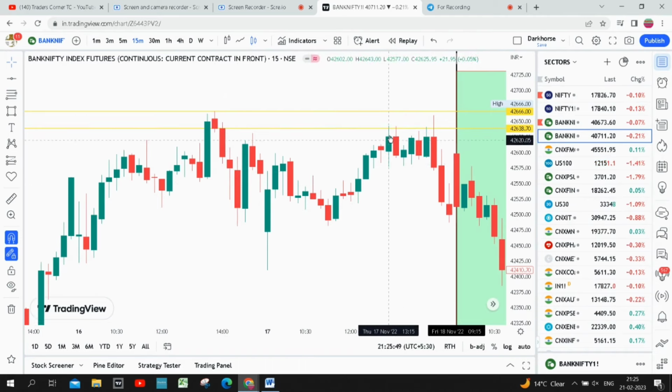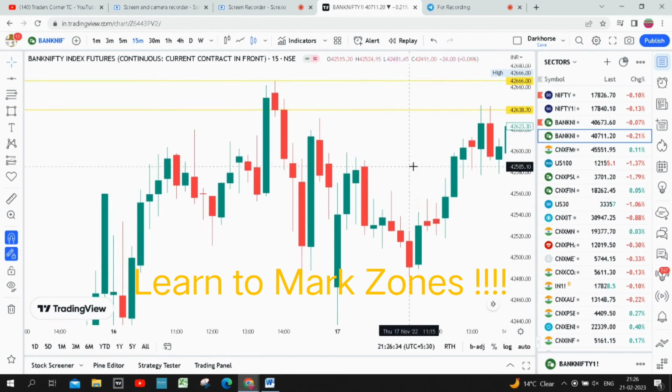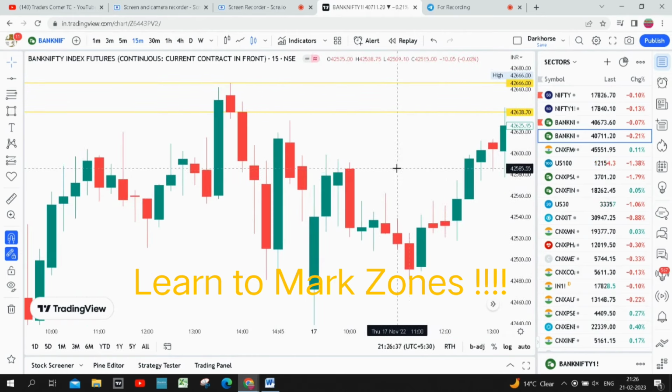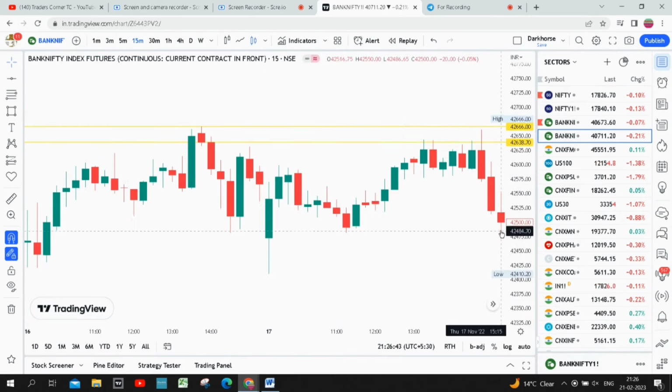So when you do marking in zones, your stop loss will be on the safer side if you mark it correctly. As I said already, we will just start the analysis for how I will be approaching the market. So we are on 17th.